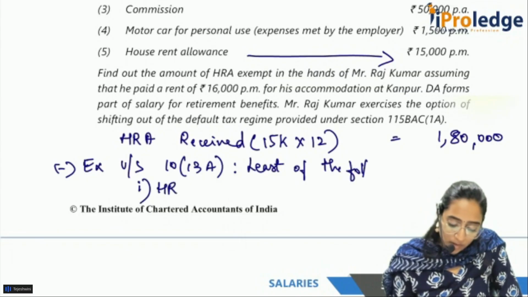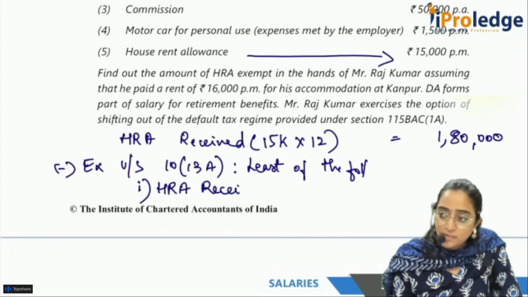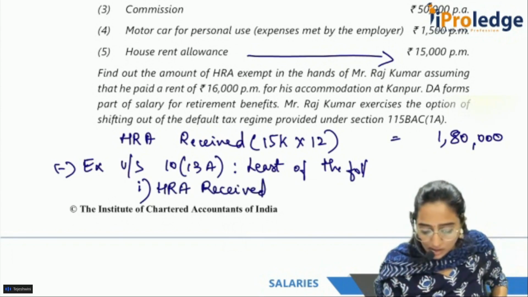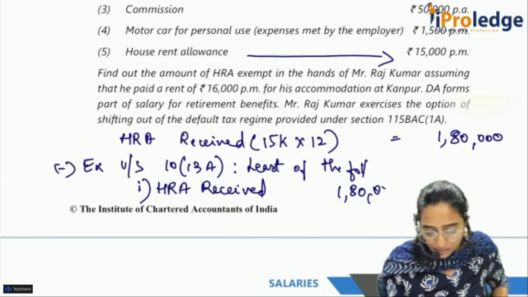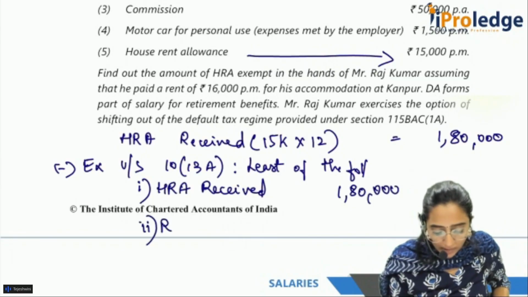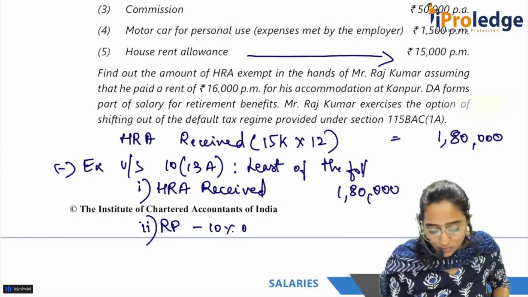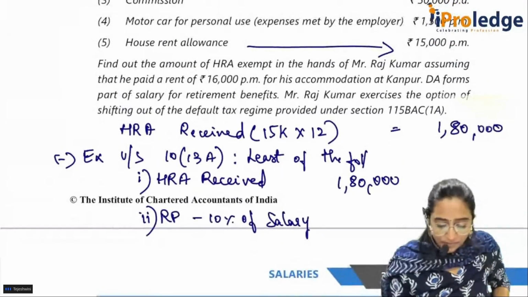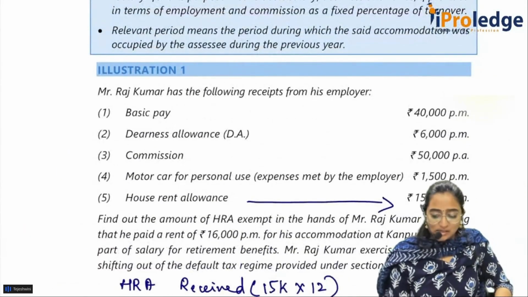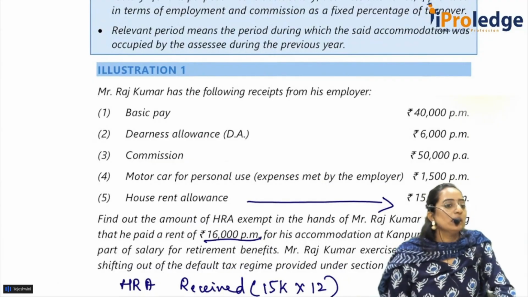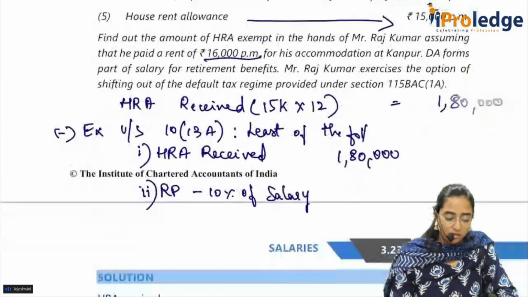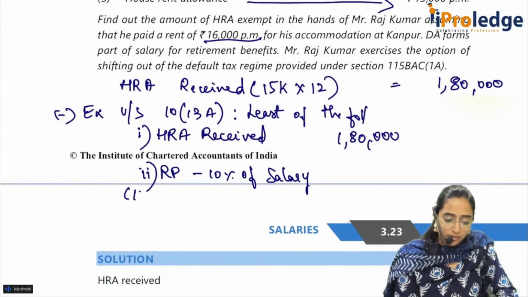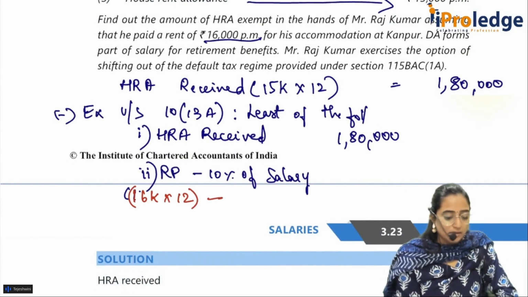Everyone, the least of the following would be exempted. The first point is HRA received, the actual amount received. How much is it going to be? 1,80,000. Second point, rent paid minus 10% of salary. What is the rent paid here? They have given in the question how much rent is paid. This person is paying 16,000 rupees per month. So 16,000 multiplied by 12 months, minus 10% of salary. What is salary, people?